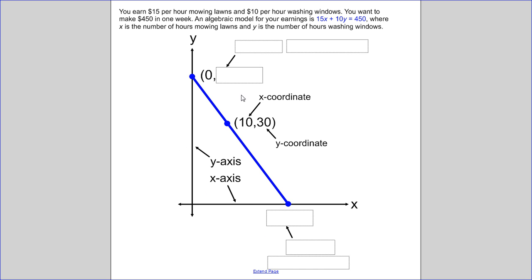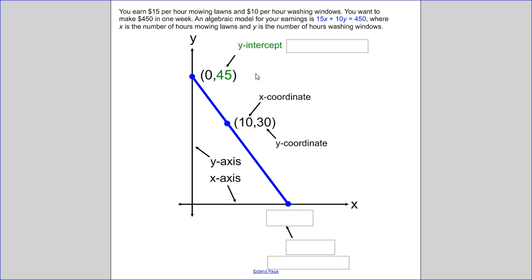And, well, I'll hold off on that. So now, if 0 hours, remember that's the x coordinate is 0, that means 0 hours are spent mowing lawns. If 0 hours are spent mowing lawns, then how many hours would have to be spent washing windows to earn $450? A little mental math tells me that that would be 45 hours. You'd have to spend washing windows to earn $450. 0 hours mowing, 45 hours washing.